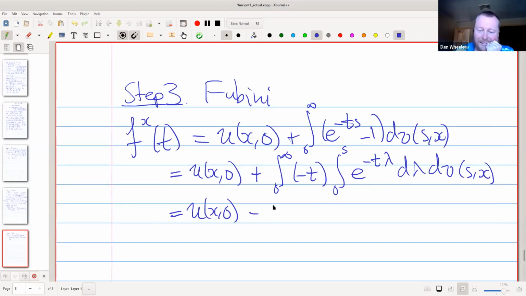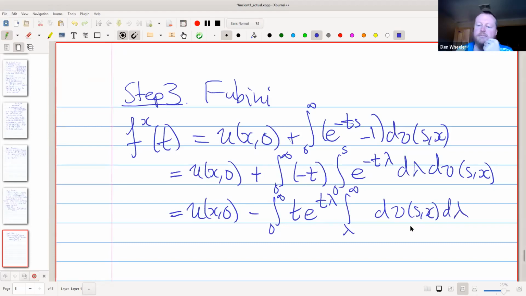And you know, when you're teaching, you always need to draw a triangle, but this is a pretty regular case. So the outer limit is 0 to infinity, and then here we're just going to get lambda to infinity, and we just collect these terms together. I've put the minus at the front, t e to the t lambda, integral lambda to infinity, and we've swapped the measures, just like that. That's Fubini. That's the Fubini step.